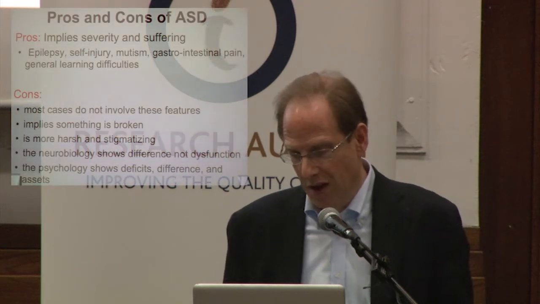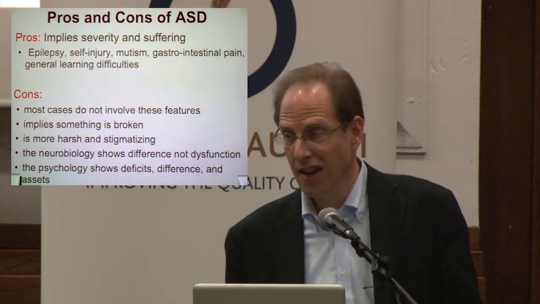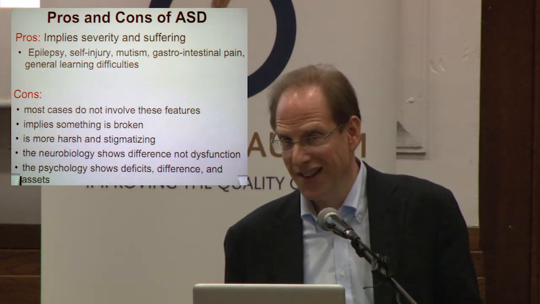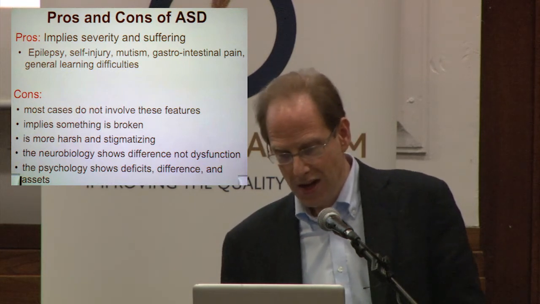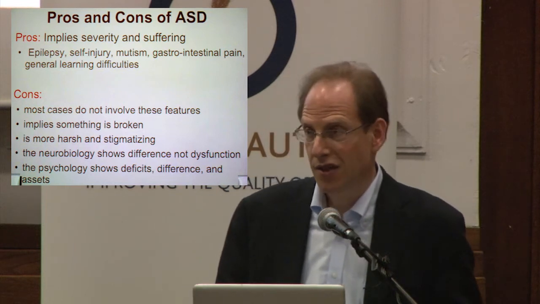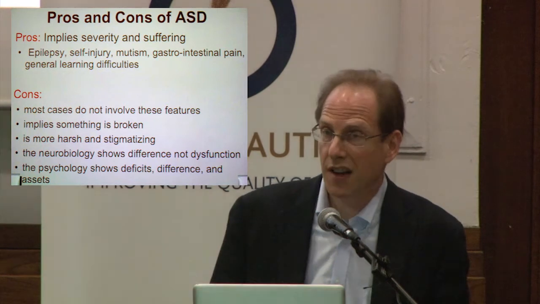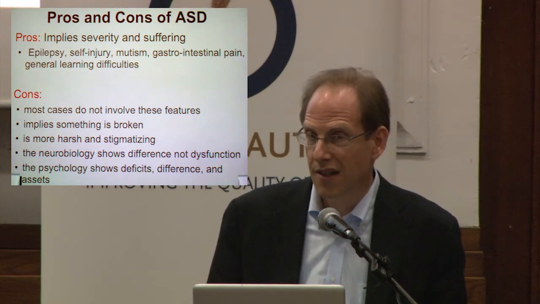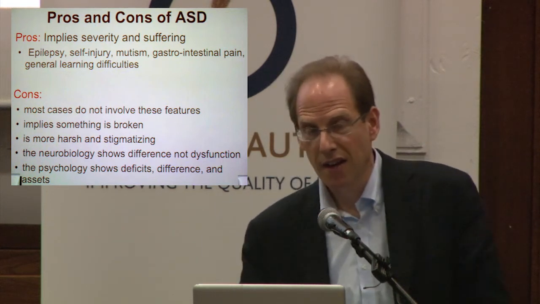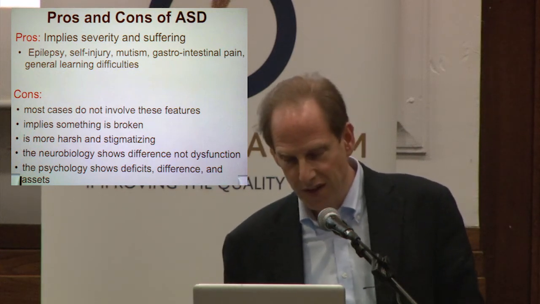But what are the pros and cons of the current terminology? So the international language is ASD, Autism Spectrum Disorder. And the people that defend the use of ASD do so because they say it implies that there's a certain severity, that the person needs this diagnosis because their symptoms are so severe that it is a disorder, and that kind of signals severity and suffering.